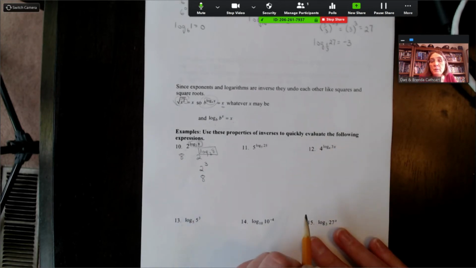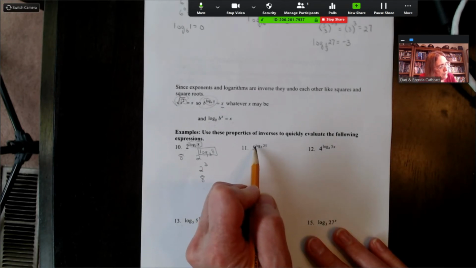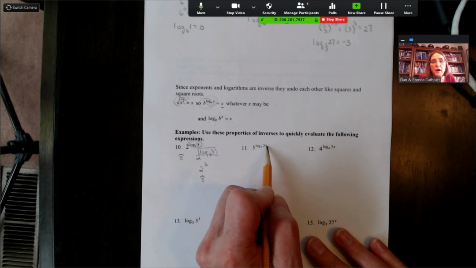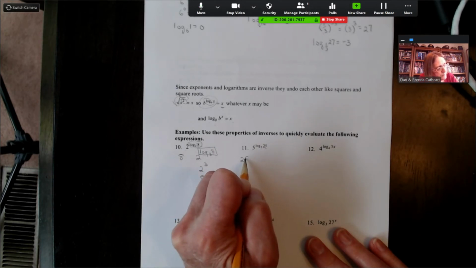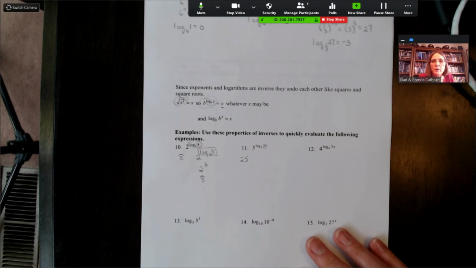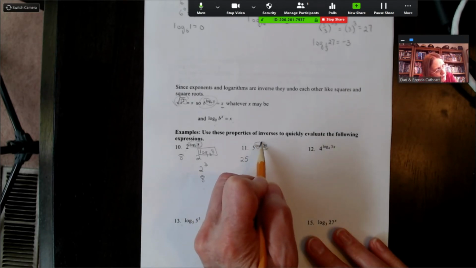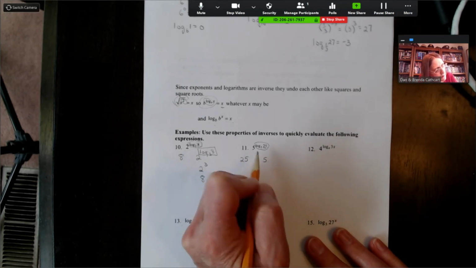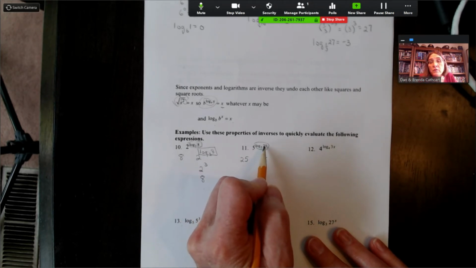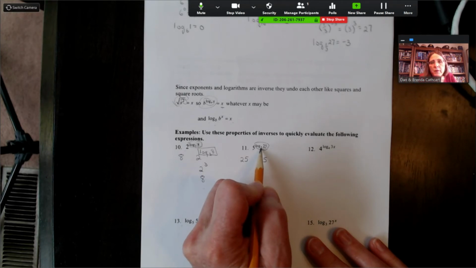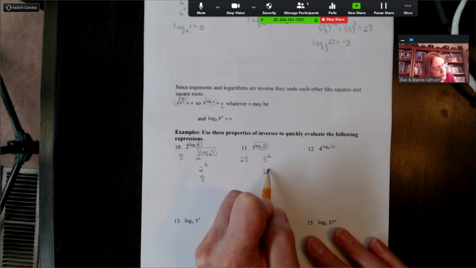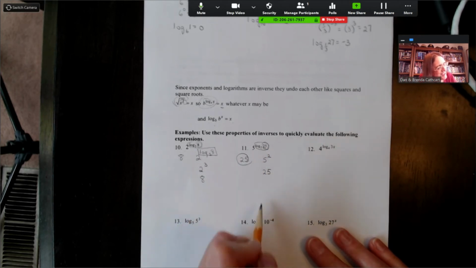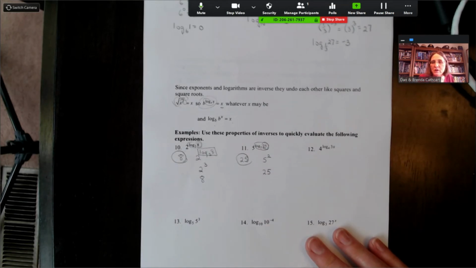Okay, so using that property on number 11, we have 5 raised to the log base 5 of 25. These two are the same, so using our inverse properties, our answer is just 25. Doing it by order of operations, I start by doing the exponent. Looking at log base 5 of 25, I ask, 5 to what power is 25? That value is 2, so I'm left with 5 to the second, which is 25. You see how we get right back to where we started.